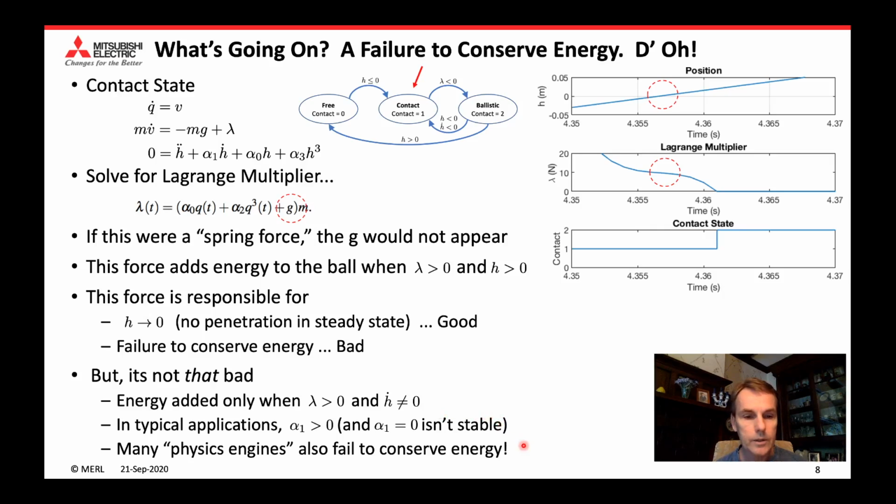And by the way, I should add that a lot of these physics engines also fail to conserve energy in the same way, although we can explain exactly why this is if you analyze exactly what the Lagrange multiplier is doing. It's basically because we're adding back this gravity term, and that can act as a feed forward that avoids any kind of penetration in the steady state. So that's good, but the negative consequence is that we have this little bit of non-conservation of energy.